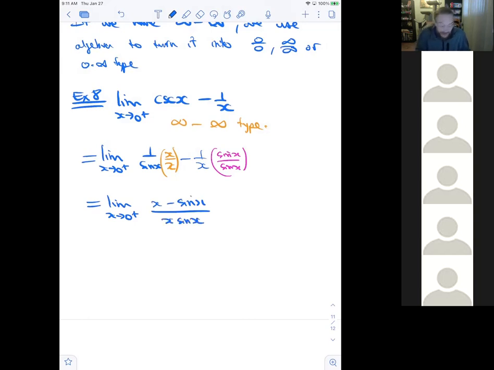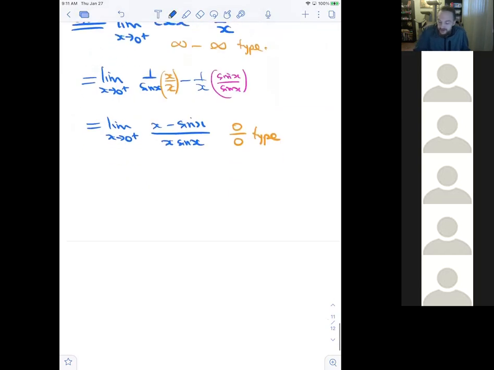This is now, as you'll see, x is 0 when x is 0. Sine of 0 is 0. So this is 0 on the top over 0 times 0, which is 0. So this is 0 over 0 type. So after I've used algebra, it turned it into a 0 over 0 type. Therefore, I can use L'Hospital's rule to take the derivative.